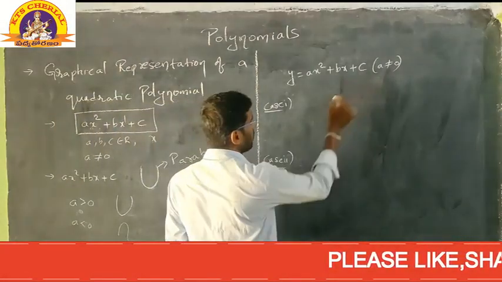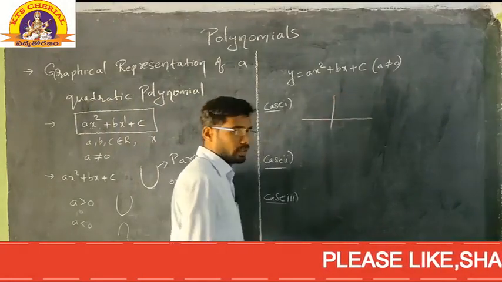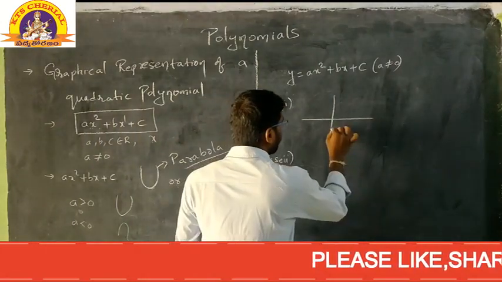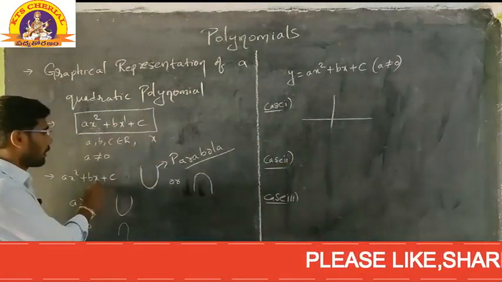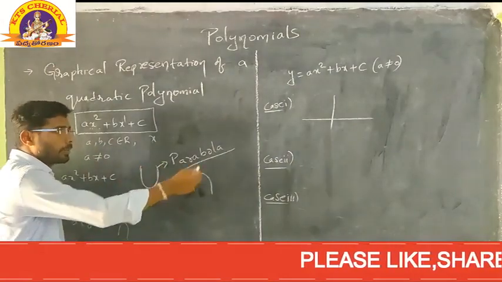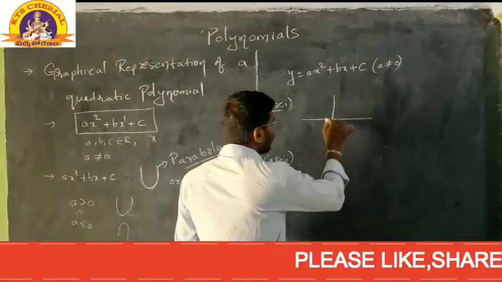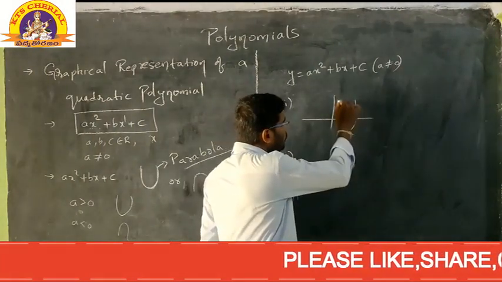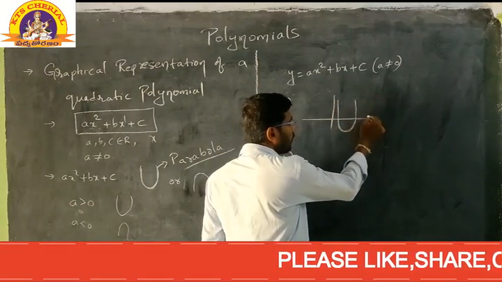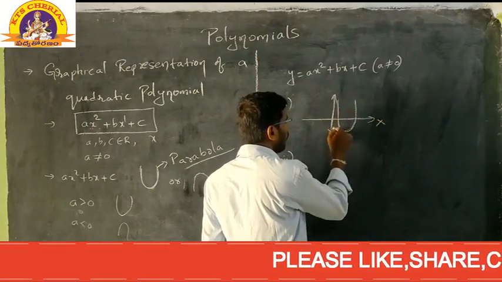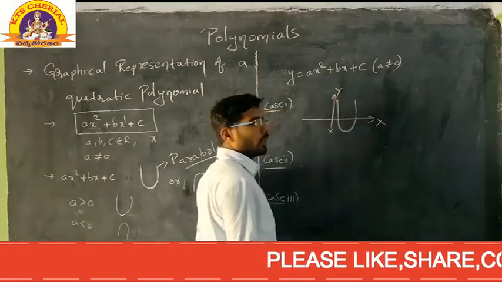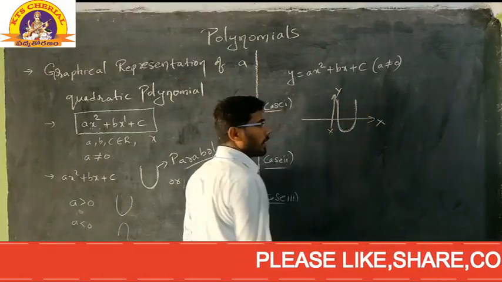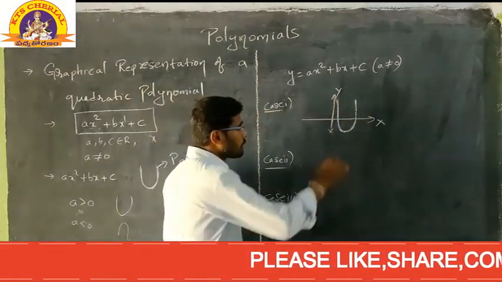If you draw the graph of ax square plus bx plus c, already I said what the shape is: either it may be upwards or it may be downwards. If the graph touches the x-axis at 2 points, here if you observe properly, this is a parabola equation. This one you call the x-axis and this one you call the y-axis. If you draw this quadratic polynomial in the graph, you will get it like this.